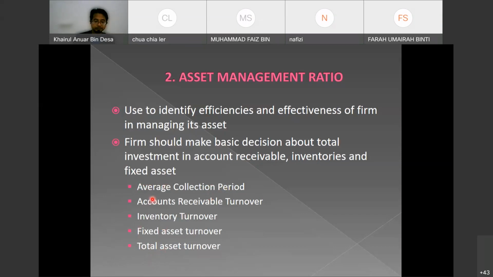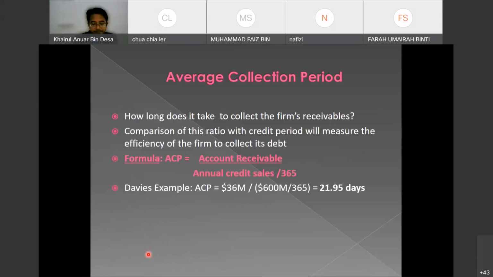This is the short term. 1, 2, 3 is the short term. Fixed asset is the long term. And total asset is the combination of short term and long term. Number 1, ACP, average collection period.